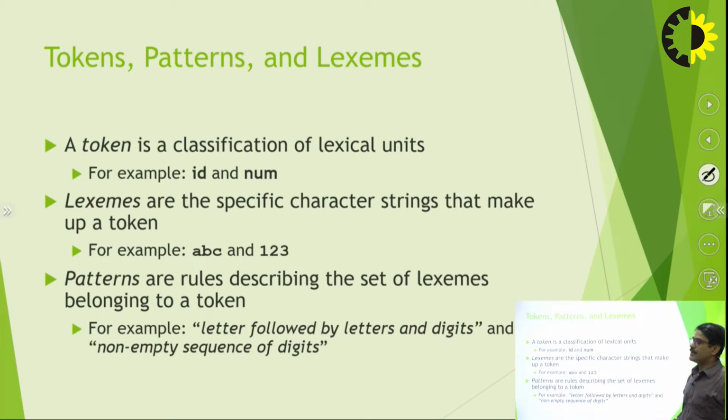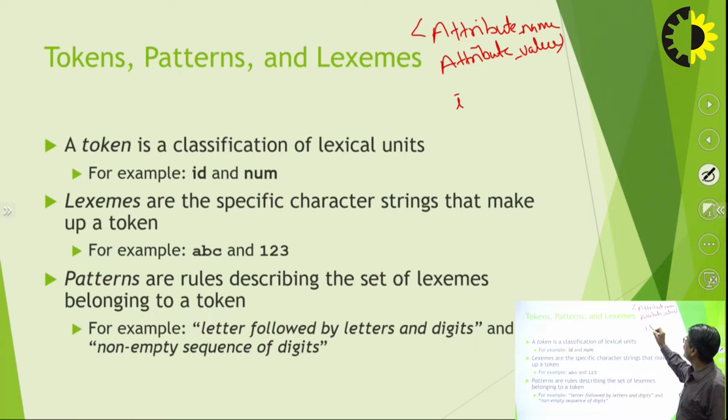Now, three terms are very important: how we can differentiate tokens, patterns, and lexemes. A token is a common thing which is derived from an attribute name and an attribute value. These two things together make up a token, like ID comma Y. This is basically your token.